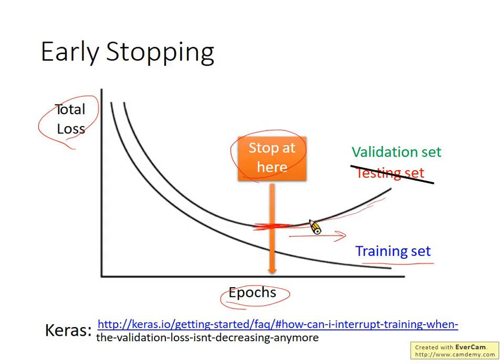So one way to implement early stopping is that we don't really use the testing set. As we said, we may divide the testing set into two parts. One is the real testing set, and the other is the validation set. You can imagine that this is a way to discover the characteristics of the testing set.